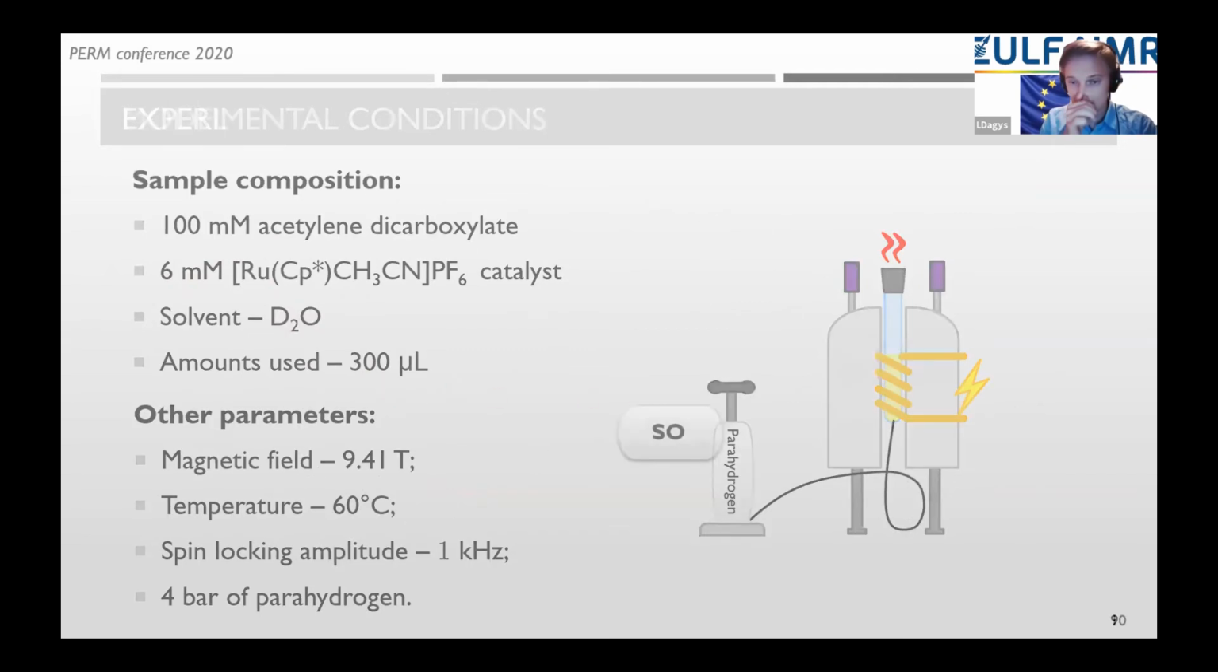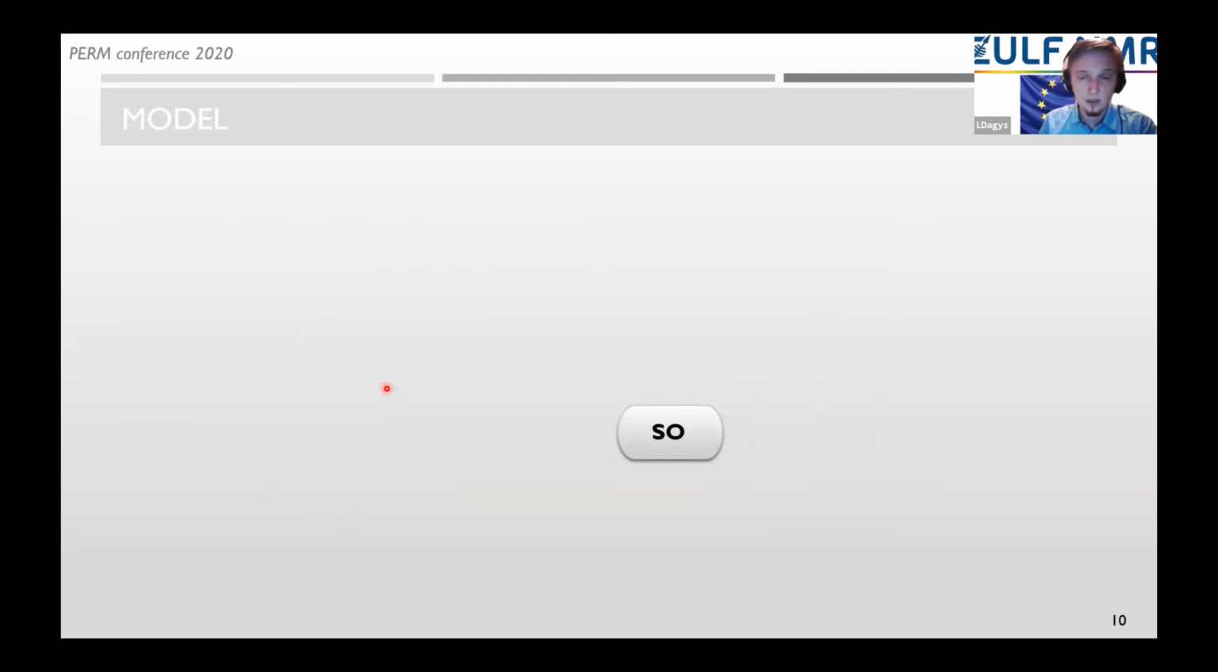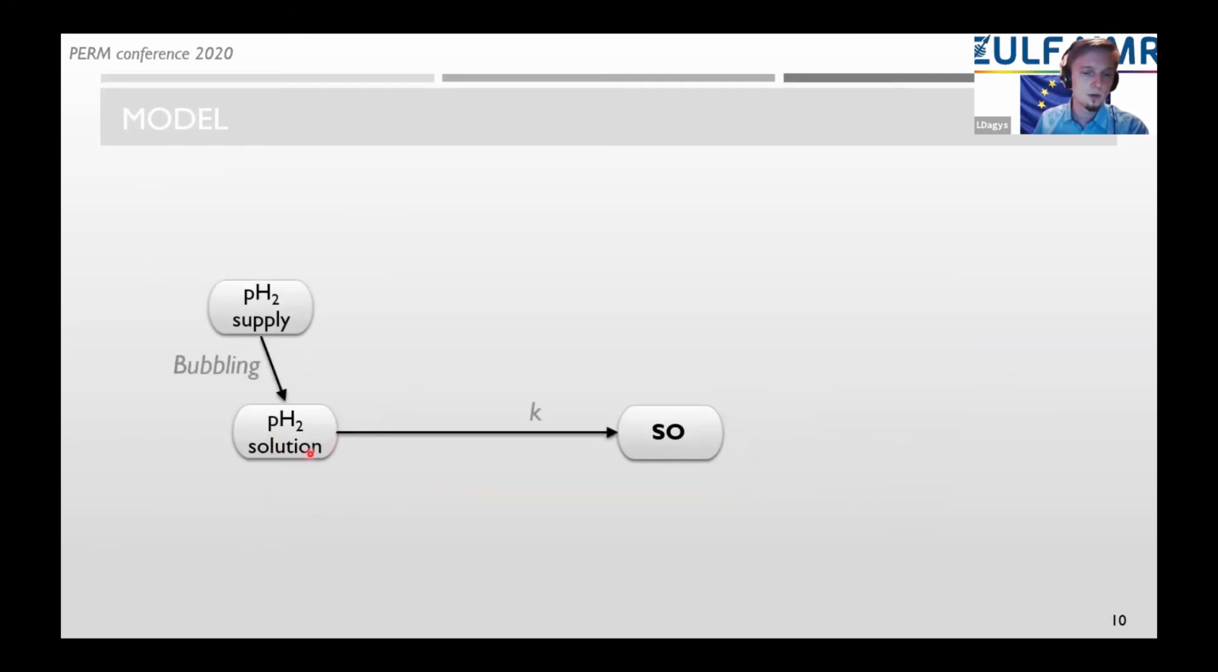So let's see what is the model that we used in order to investigate the data points that I've shown. In order to have singlet order in the system, we need parahydrogen solution. That's obvious. So we use bubbling for that. And that parahydrogen would slowly convert into singlet order of the general product now with some factor K.